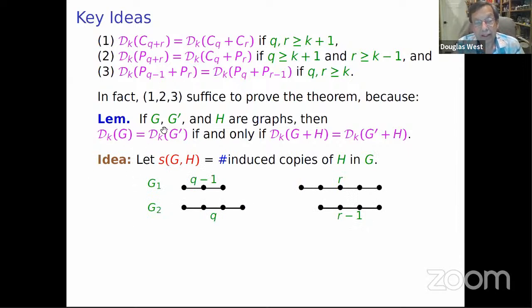Okay. Now, in fact, what we're going to do is prove statement three. And statement three enables us to prove two, and two enables us to prove one. So I'll give you the details, proving statement three. So we have two graphs. Here we have a path of Q minus one and a path of R in G1. In the second line, G2 is a path of Q and a path of R minus one. And we'd like to show that these have the same k-deck. Well, when we talk about a k-deck, we talk about counting the induced copies of any particular graph H in our graph. Okay, we want to show that's the same for these two graphs.